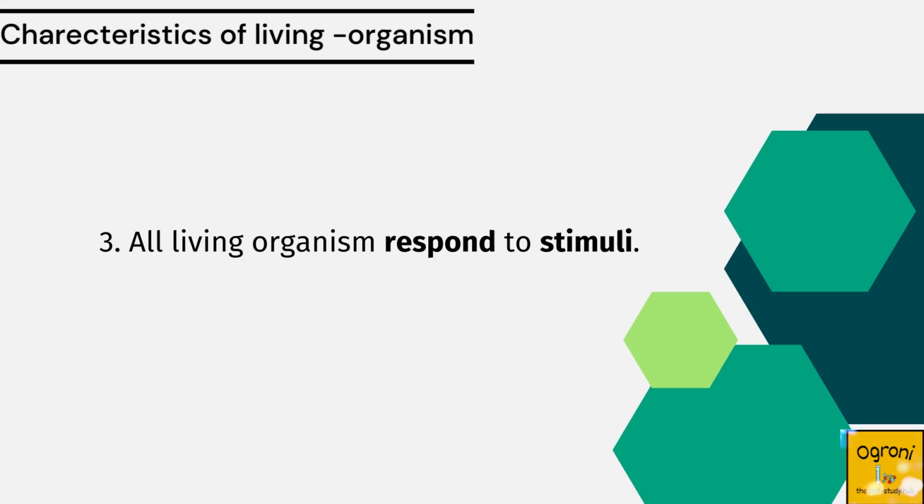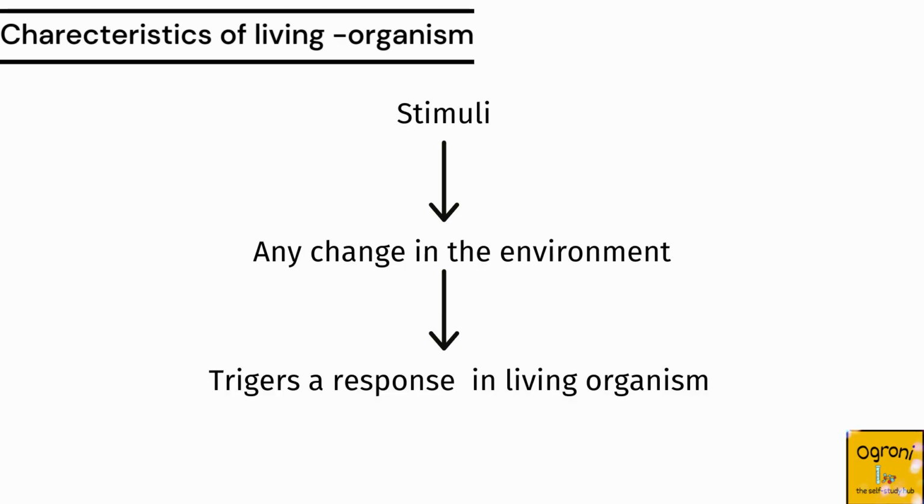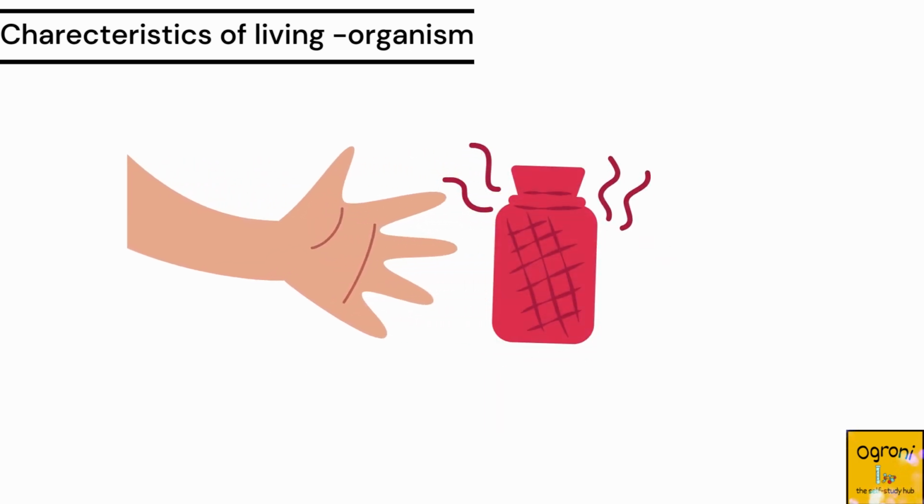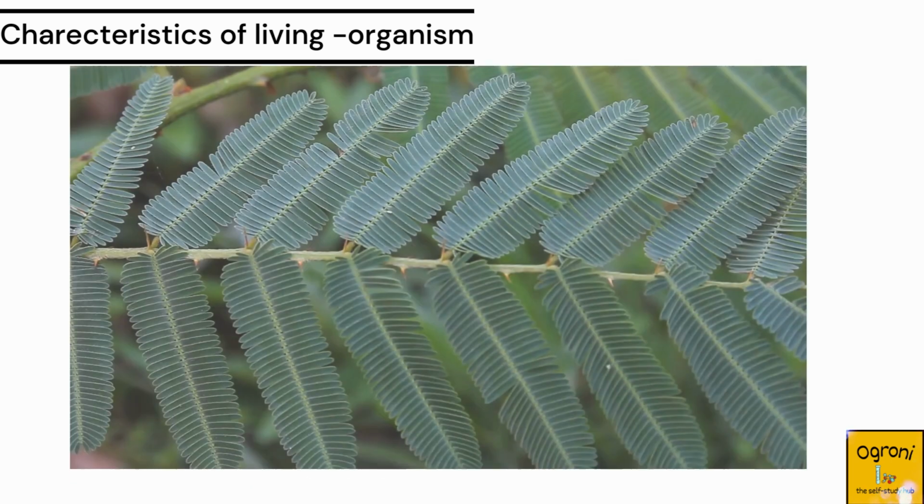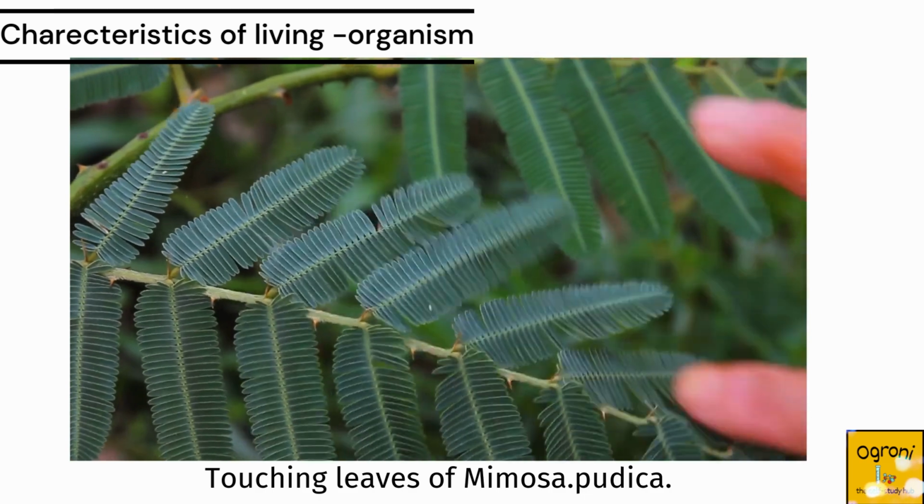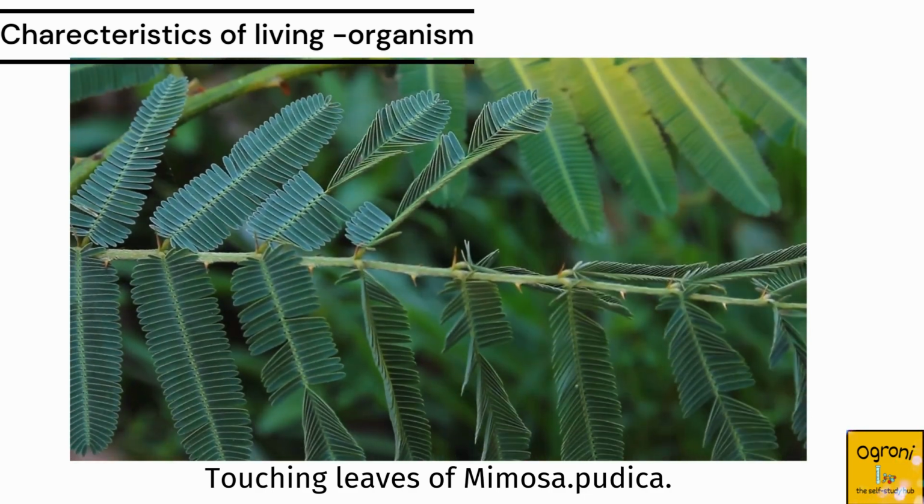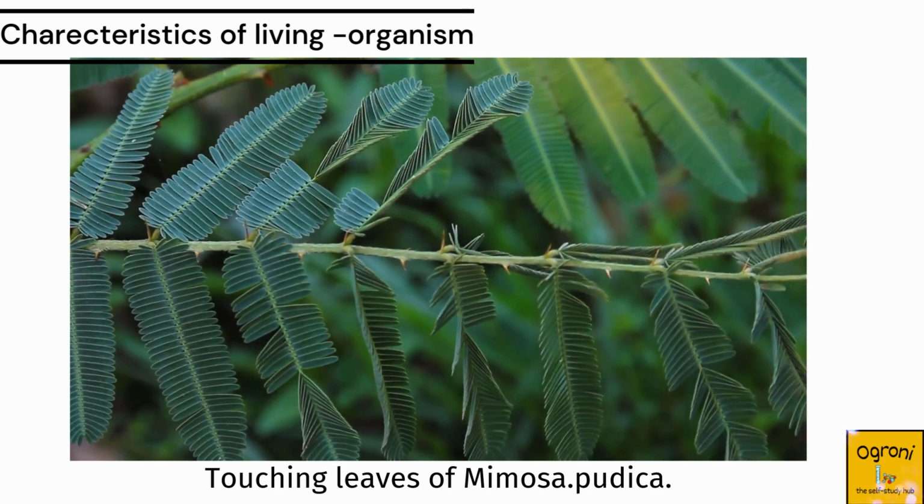All living organisms respond to stimuli. A stimulus is any change in the environment of the living organism that triggers a response in the living organism. For example, we withdraw our hand immediately when we touch something hot. Or leaves of the touch-me-not plant, or Mimosa pudica, droop down when we touch them.